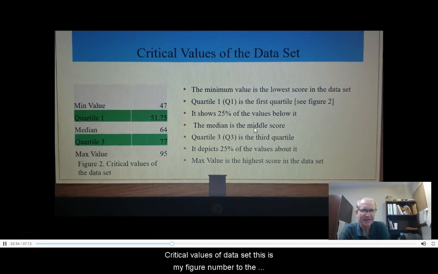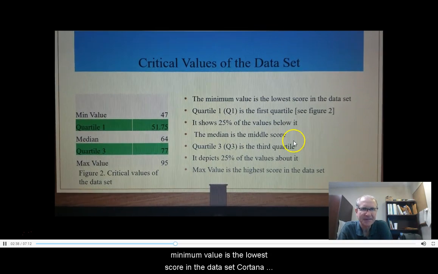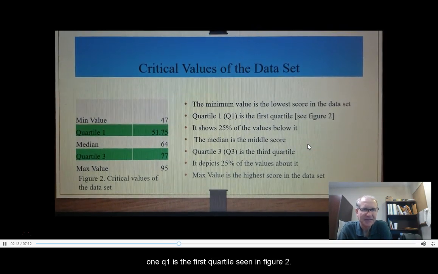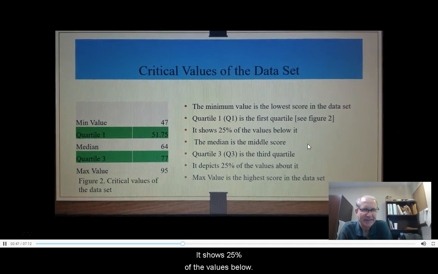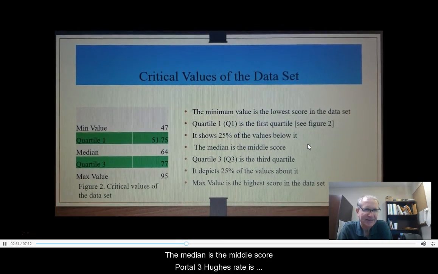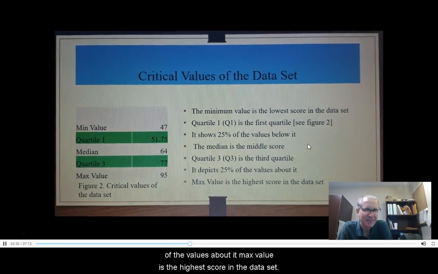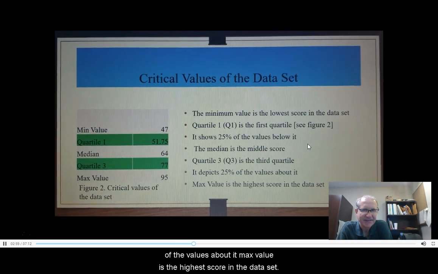Critical values of the data set. This is my figure number 2. The minimum value is the lowest score in the data set. Quartile 1, Q1, is the first quartile, seen in figure 2. It shows 25% of the values below it. The median is the middle score. Quartile 3, Q3, is the third quartile. It depicts 25% of the values above it. Max value is the highest score in the data set.